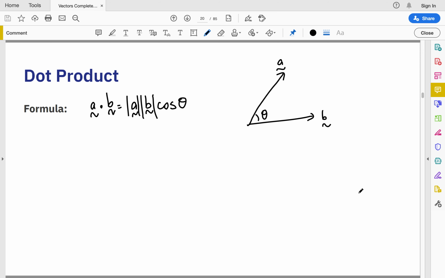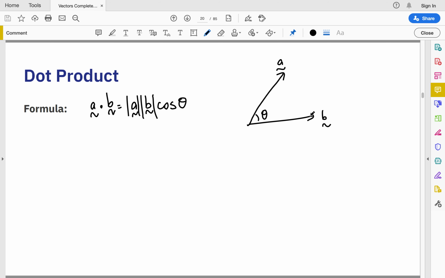Next, we want to move into some more complicated concepts, dot product and cross product. So we start with dot product first. So dot product is actually equals to this formula over here. A dot b is equals to the magnitude of a multiplied by the magnitude of b multiplied by the cosine of the angle in between these vectors.